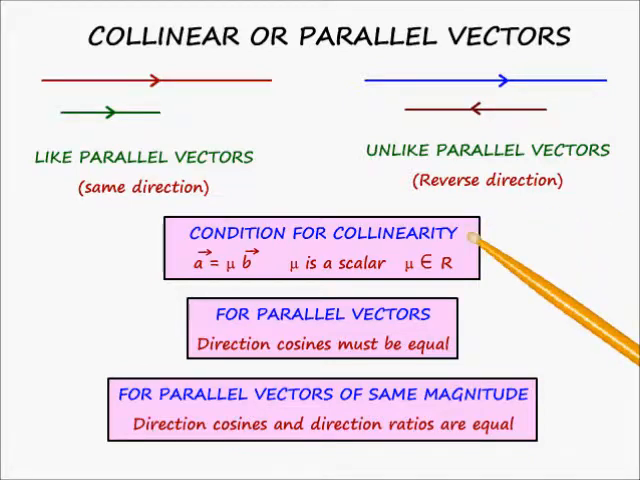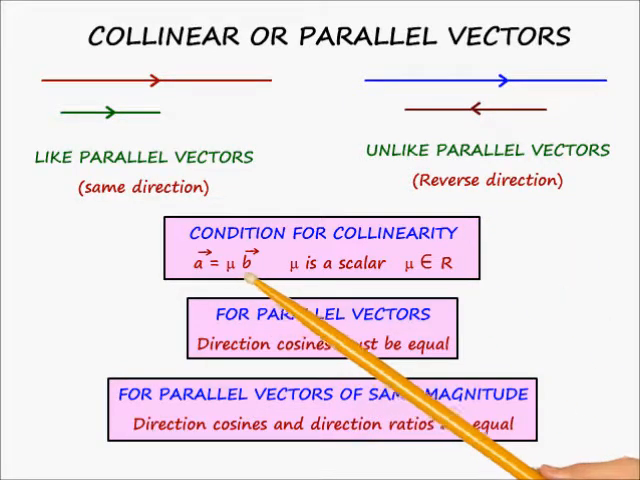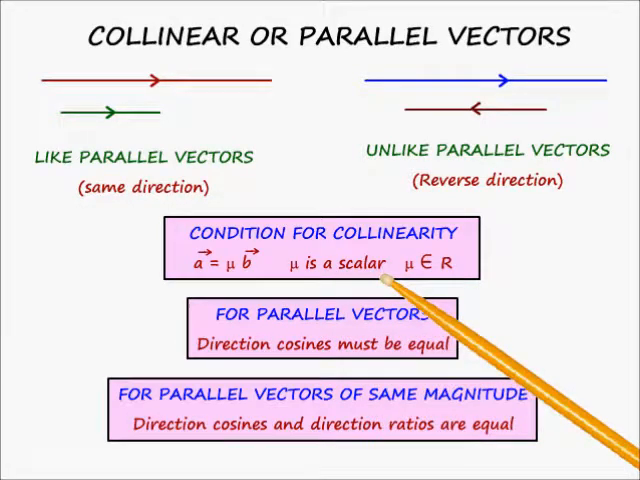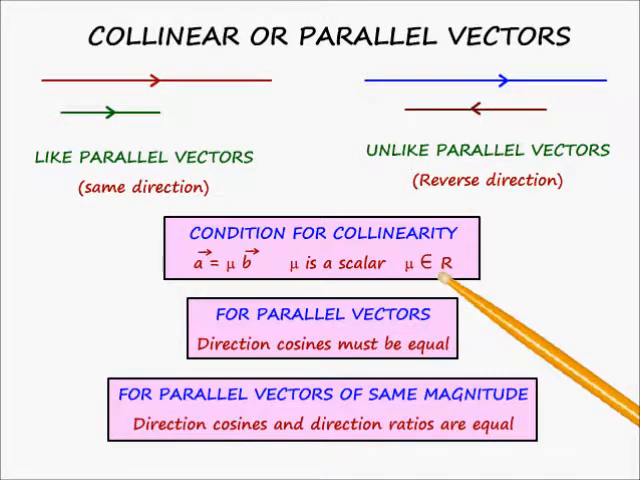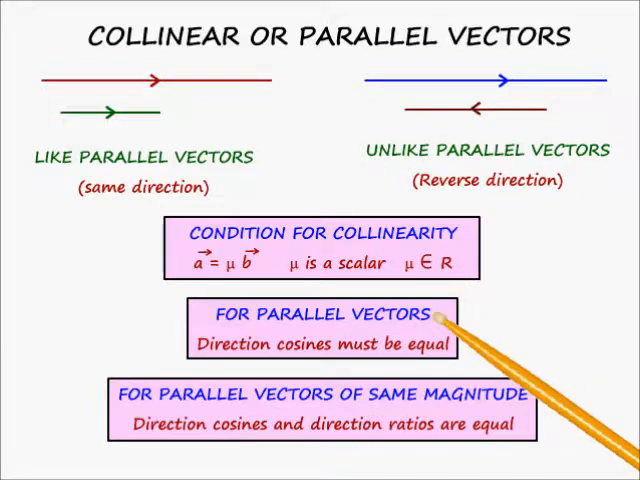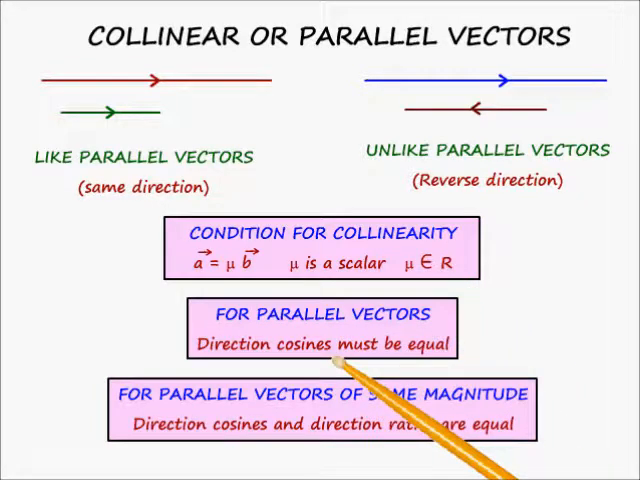The condition for collinearity of two vectors A and B is A = μB, where μ is a scalar and belongs to the set of real numbers. For parallel vectors, the direction cosines must be equal. If the vectors are parallel and also have equal magnitude, then their direction ratios will also be equal.